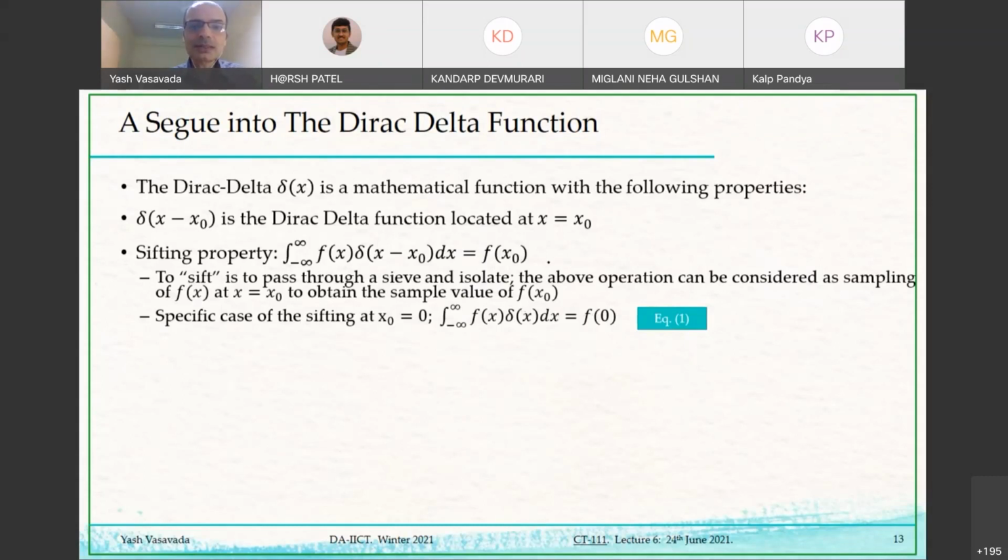Sometimes this may also be called the sampling property. Sampling viewpoint. If you want to sample this function f of x at certain value x naught, then this is what you need to do. You multiply f of x with delta of x minus x naught and integrate it. The output will become the value of the function at that x naught. It's the sample of the function.